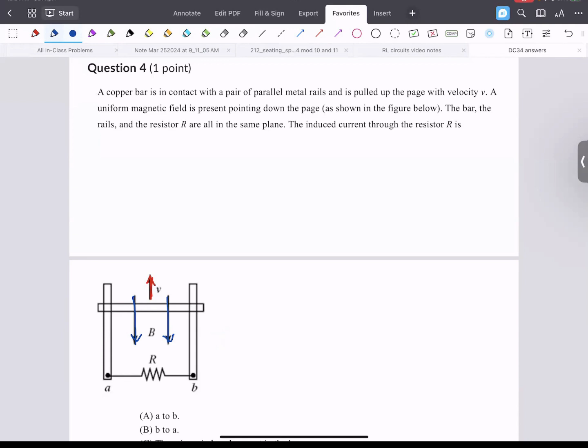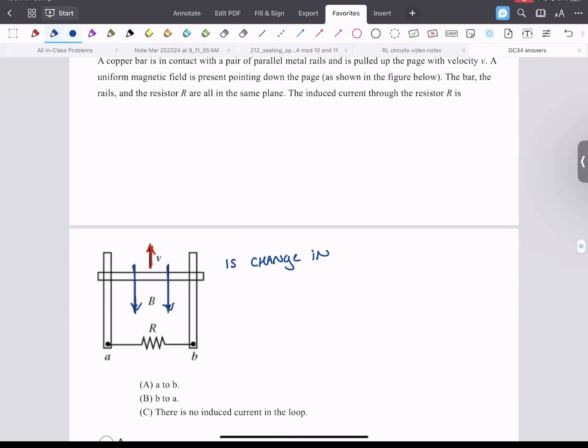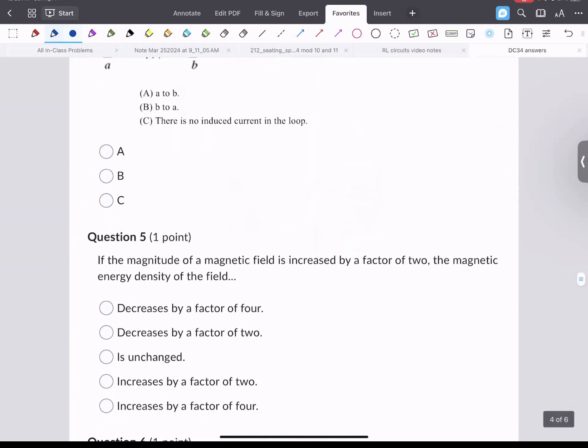So you have to start thinking about whether or not there is induced current in this scenario. Do you have any change in your magnetic flux as the bar moves? Note that there's nothing into or out of the page. Remember, magnetic flux is field lines through a loop. So that should hopefully help you answer that.